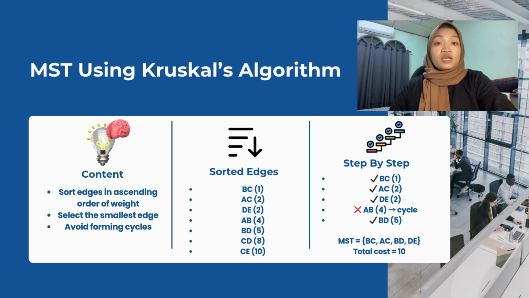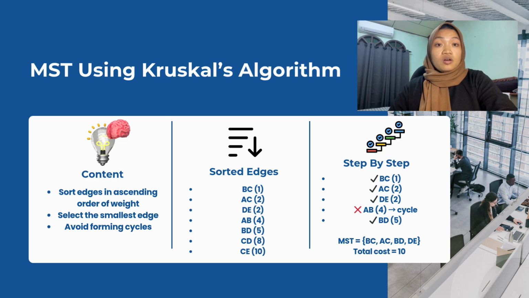So, the first one, the edges are arranged from the smallest to the largest weight, which are BC with 1, AC with 2, DE with 2, AB with 4, BD with 5, CD with 8, and CE with 10. Next, we select the edges step by step.